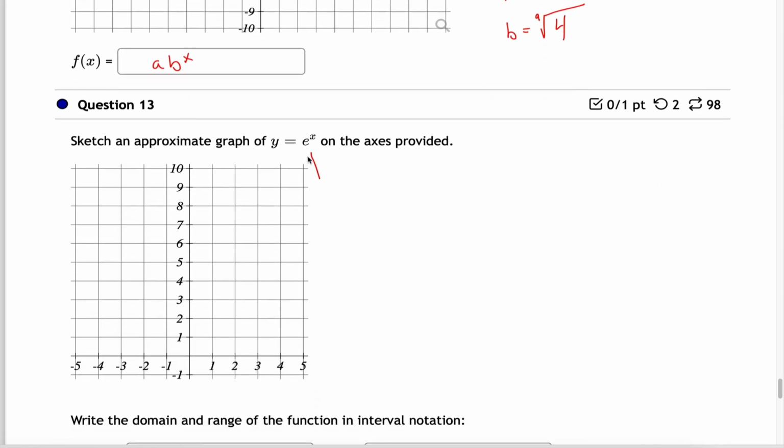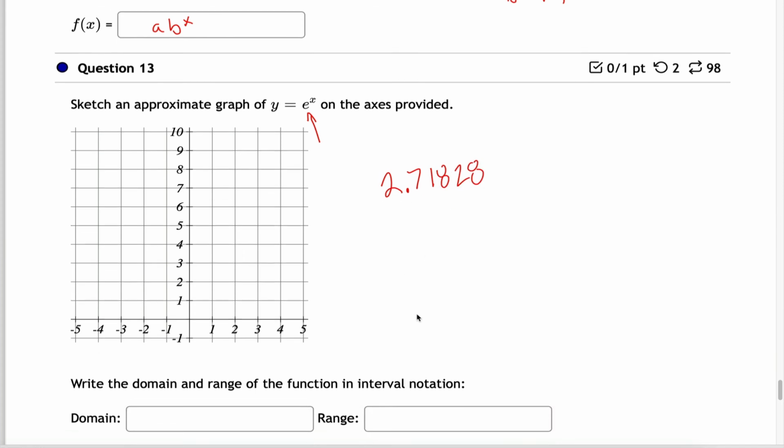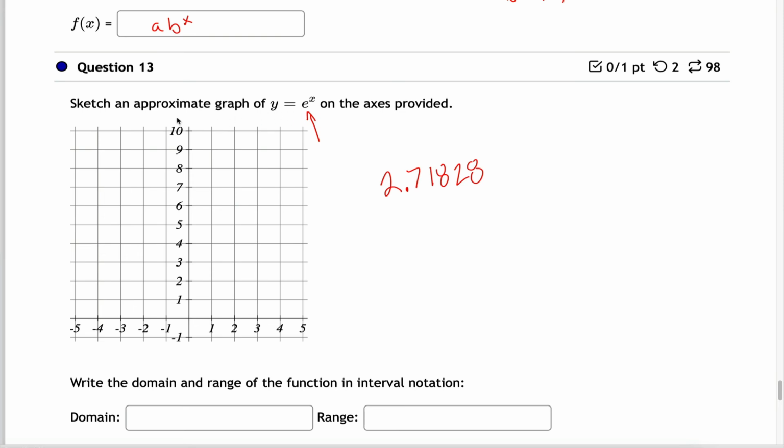The first one is to get you comfortable with e. What you need to know about e is it's approximately 2.7. 2.718 if you want to be fancy. 2.71828 if you want to be really fancy. The idea is to sketch an approximate graph, and it doesn't have to be exact, but get something close to the graph of y equals e to the x.